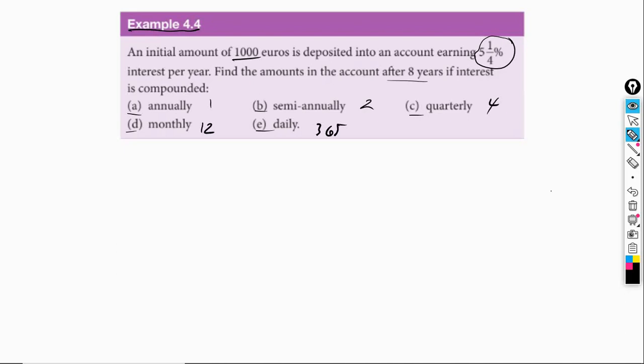Now this is very easy because we did this before. This is simply applying the formula for compound interest. So remember that it's going to be amount equals the principal times 1 plus the rate divided by the number of times it's compounded, to the power of the number of times it's compounded times the number of years. So in this case, it's going to be 1,000 euros and then 1 plus the rate.